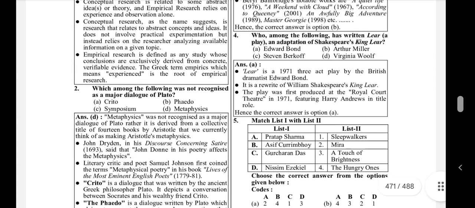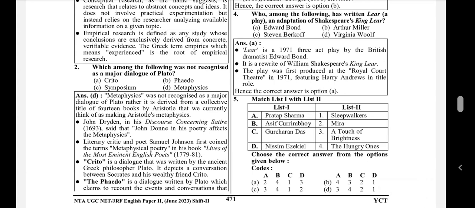Second question is, which among the following was not recognized as a major dialogue of Plato? Option A, Crito. Option B, Phaedo. Option C, Symposium. Option D, Metaphysics. The right answer is option D. See, the major dialogues of Plato recognized are Crito, Symposium and Phaedo, except Metaphysics. So the not recognized one is Metaphysics.